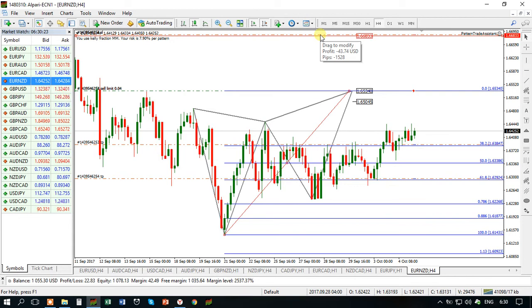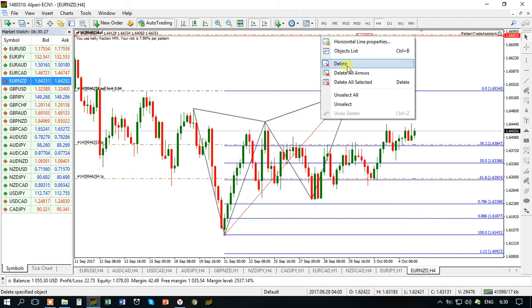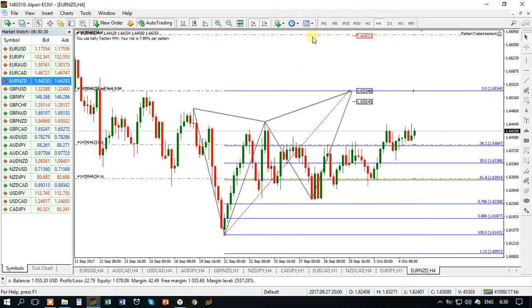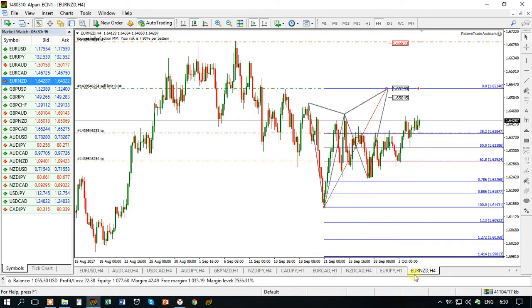Okay, 152 pips. If you're using fixed position size, it may be a very large stop for you. For me, it doesn't matter what size the stop is, because I'm using the same percentage. If the pattern is small, I'm risking $40. If the pattern is large, I'm risking $40 as well. So it doesn't matter for me.